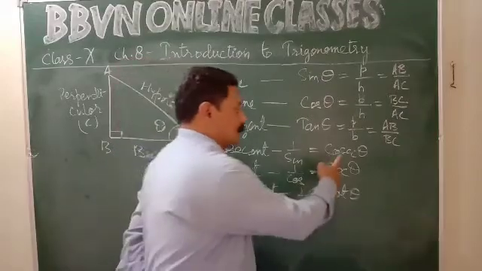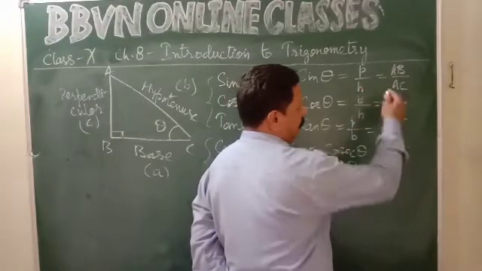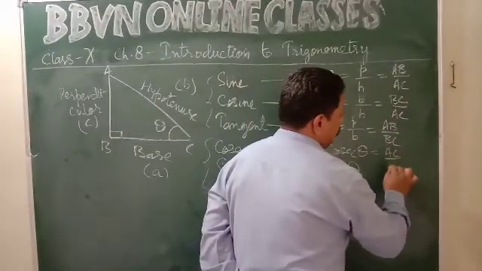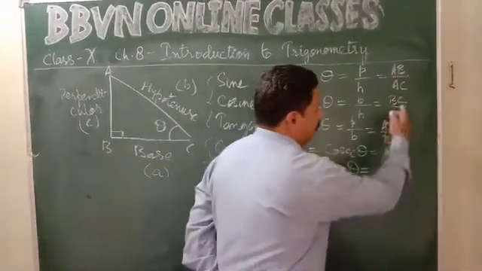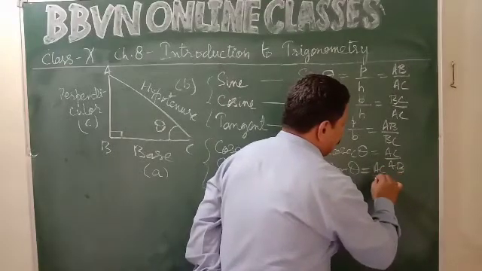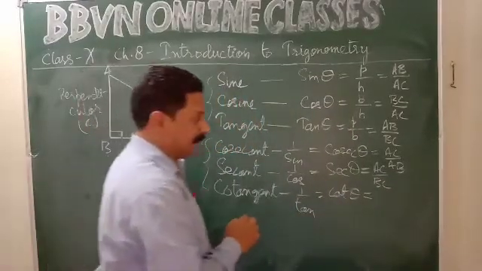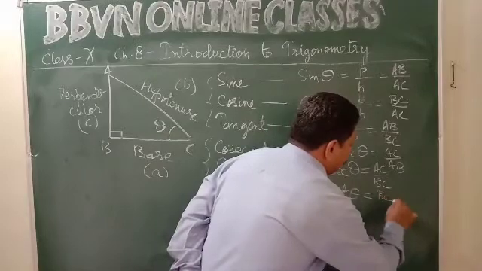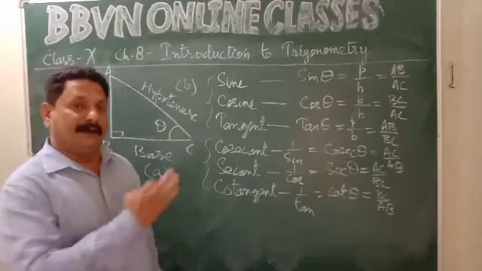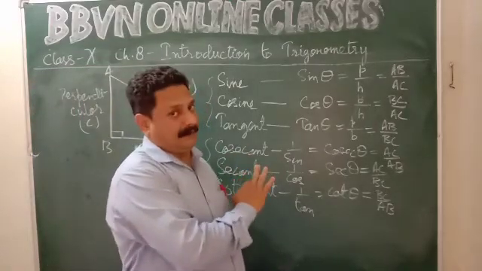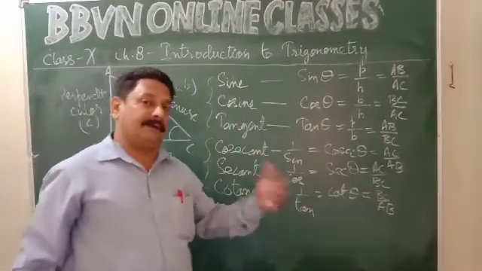Now we know that cosec theta is the reciprocal of sine theta, so it will be hypotenuse upon perpendicular. So this is AC upon AB. Sec theta, we know it is the reciprocal of cos theta, so this will be AC upon BC. Now cot theta, this is the reciprocal of tan theta, so this becomes BC upon AB, right? So these are the 6 trigonometric ratios in any right angle triangle that we have here. Based on these 6 ratios, we will have our further calculations.